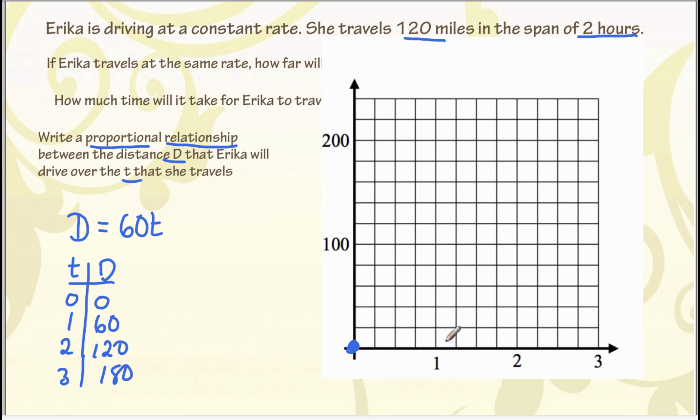So if I go to graph these, it's very simple. 1 hour, 20, 40, I can go 60 miles. 2 hours, I can go 120: 20, 40, 60, 80, 100, 120. In 3 hours, I can go 180: 140, 160, 180. And I will connect these with a straight line. And there is my graph.